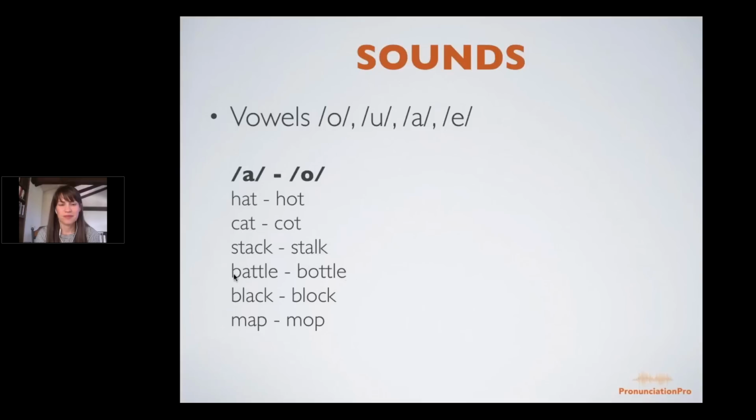Battle. First word. So contrast them. Bottle. Good. So battle, bottle. Yep. Block. Okay, you said the second word. Contrast them. Black. Block. Yep, there you go. Okay. Map. So first word. Mop. Do it again. Mop. Oh, no. This is not the one.